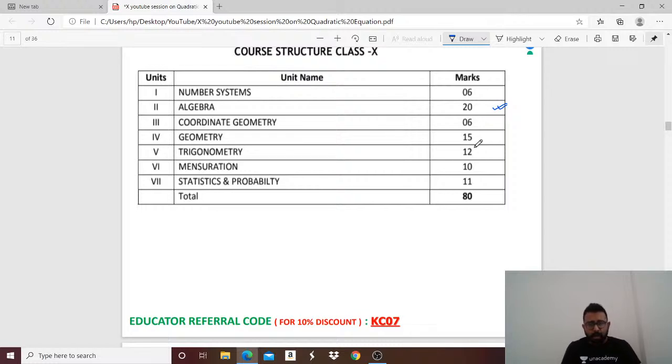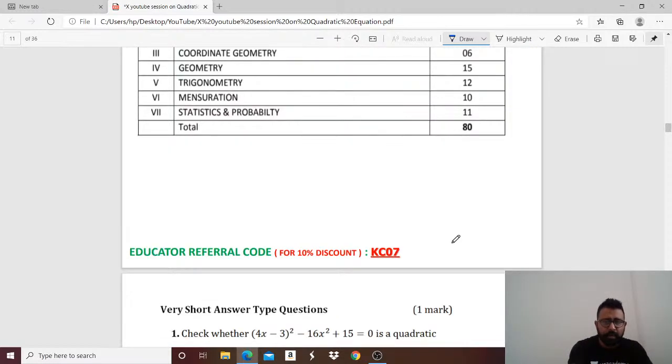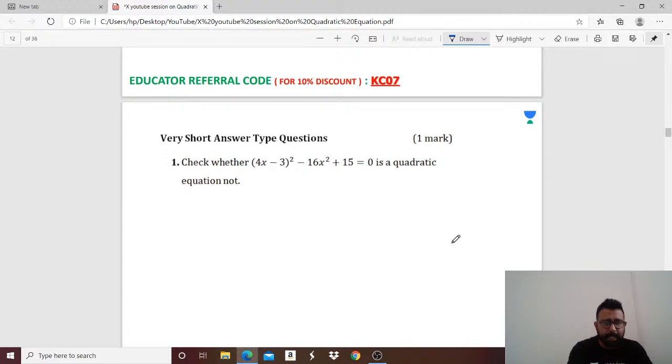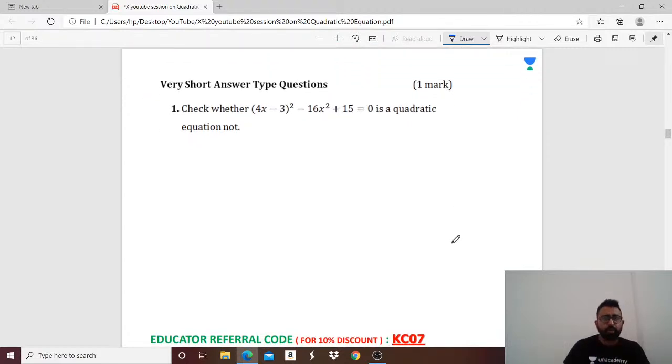What kind of questions will come from quadratic equation, that is what we will see today. In the past I have discussed chapters 1, 2, 3, trigonometry, and triangles. Now this is the next chapter, quadratic equation. Right? So let's start. In quadratic equation you can get 1 marker, 2 marker, 3 marker, 4 marker sums. So what are the 1 marker sums?